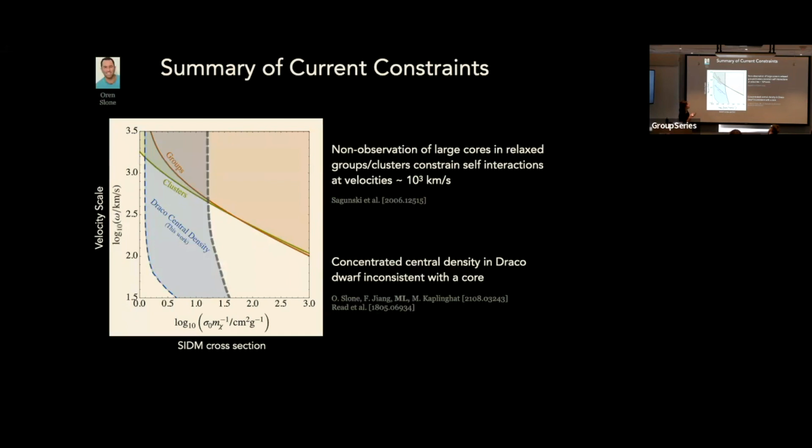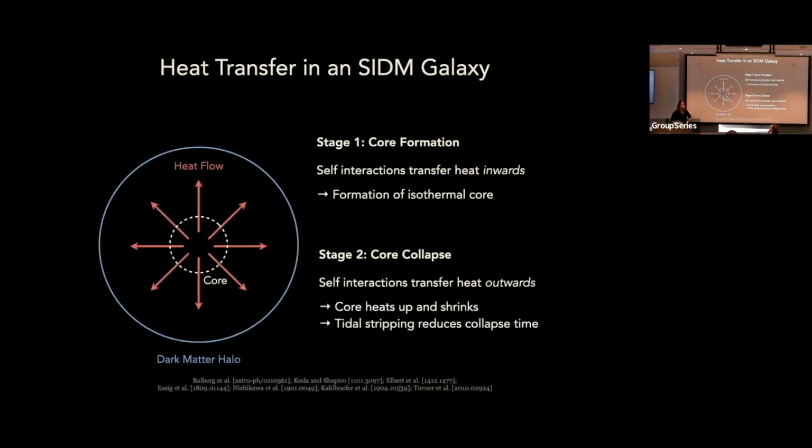Up until this point, the only thing we've used is the fact that SIDM tends to form cores or may form cores in galaxies. But that's not the end of the picture. That stage where it forms a core is actually not an equilibrium state. It's temporary, so to speak. After a certain point in time, the heat flow will reverse direction and flow back out. And what that ends up causing is the core to end up shrinking in size.